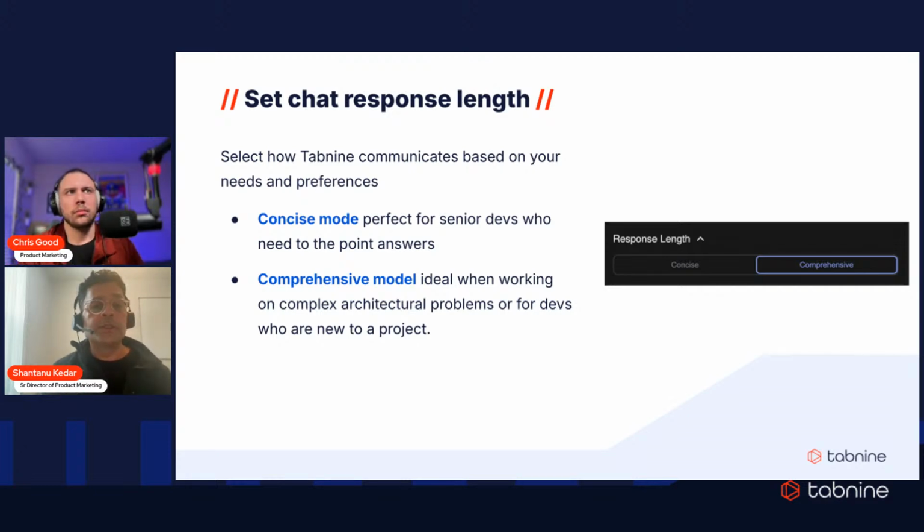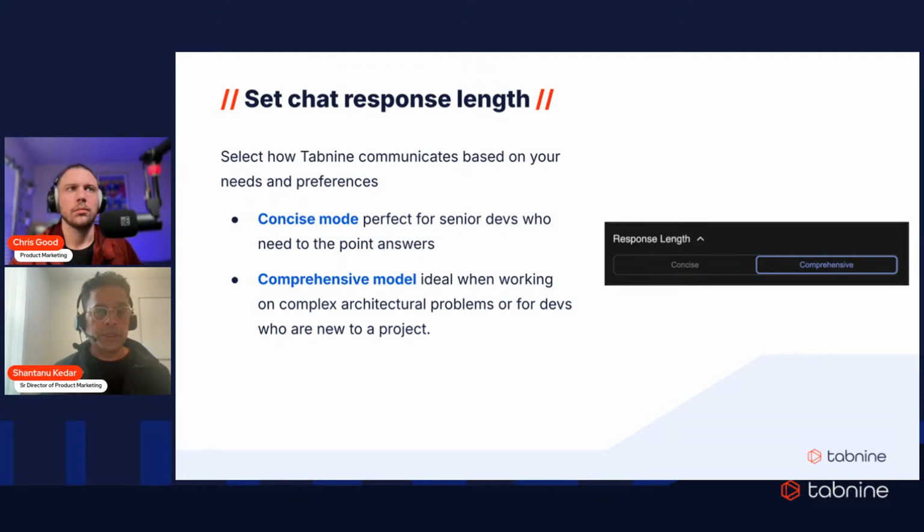The concise mode is perfect for experienced developers who need a quick, to-the-point solution. If you have the concise mode on, you'll receive focused responses that cut straight to the solution. And this is usually helpful when you just need a quick confirmation or a brief code snippet.